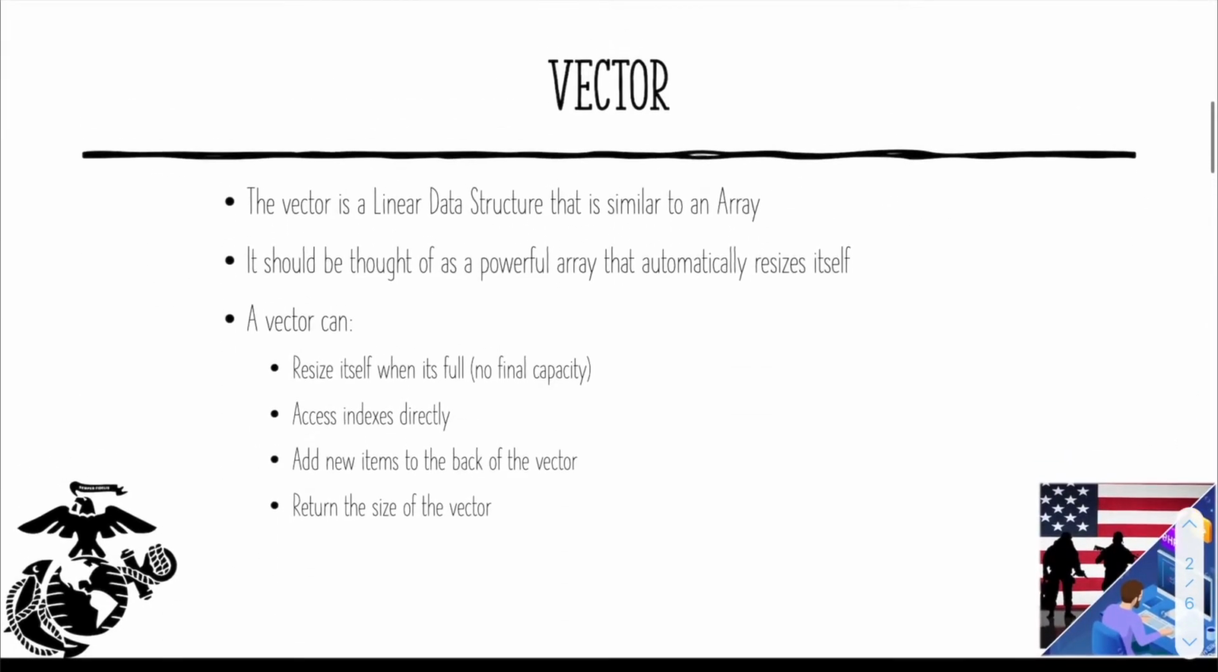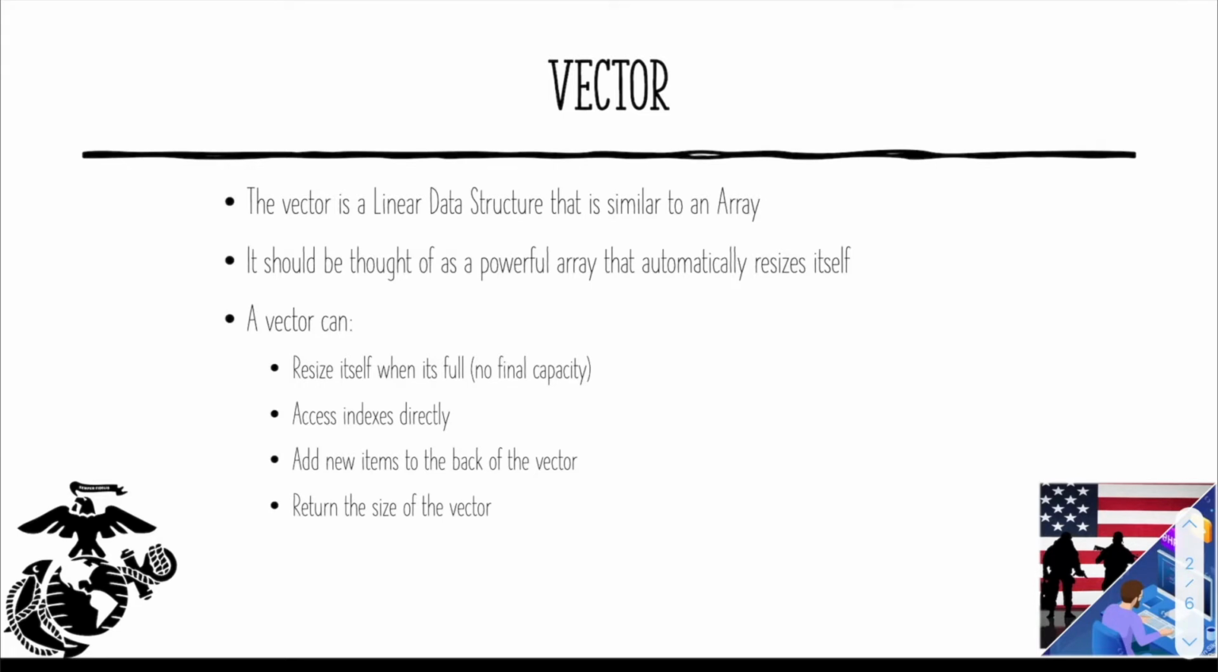The vector is a linear data structure that is very similar to an array. It should be thought of as a powerful array that has the ability to automatically resize itself when it's full. A vector can resize itself when it's full, which means there's no full capacity. So that's how it differs from an array. An array obviously can be full. A vector, on the other hand, has the resizing capability, so it'll resize itself when it is full.